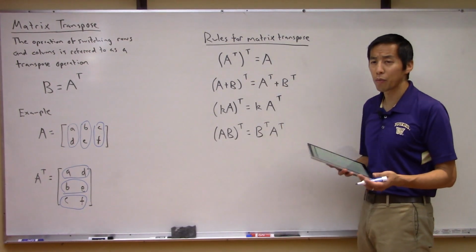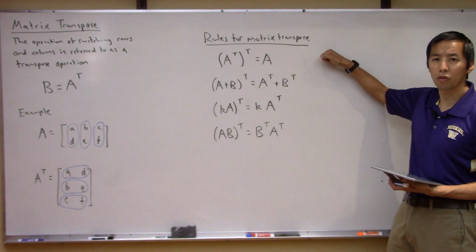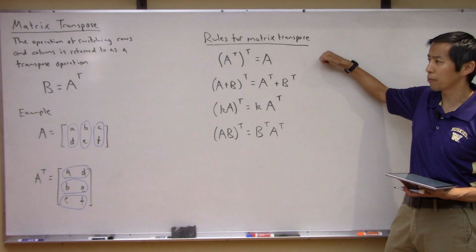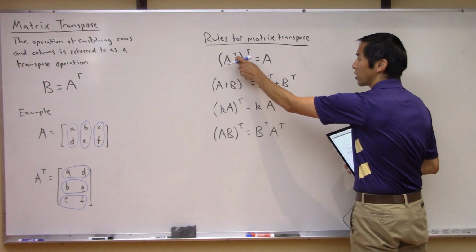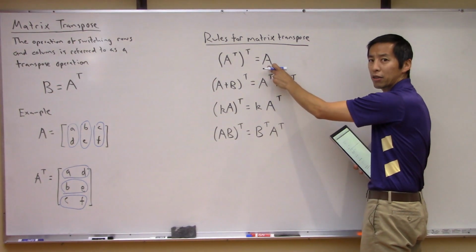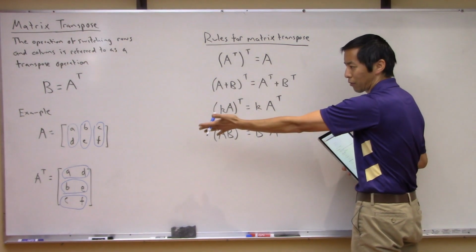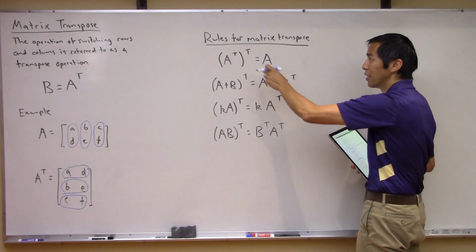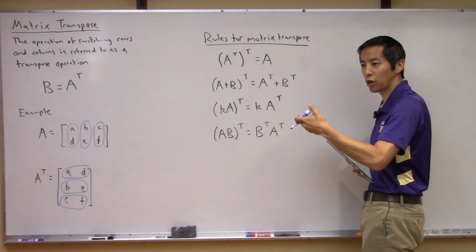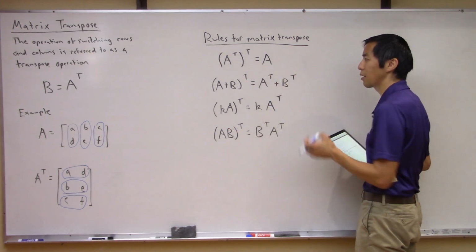So with that framework in mind, there are a couple of rules that come out of matrix transpose. For example, if you take a matrix, you transpose it, and you transpose it again, you get back the same matrix that you started with. It makes perfectly good sense. The first transpose switches the rows into the columns. The second transpose takes those columns and turns them back into rows, so you get the same thing.